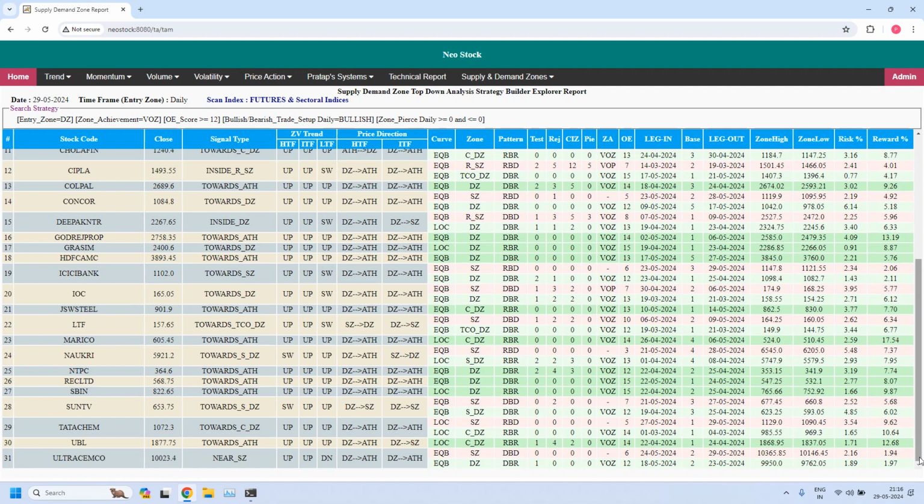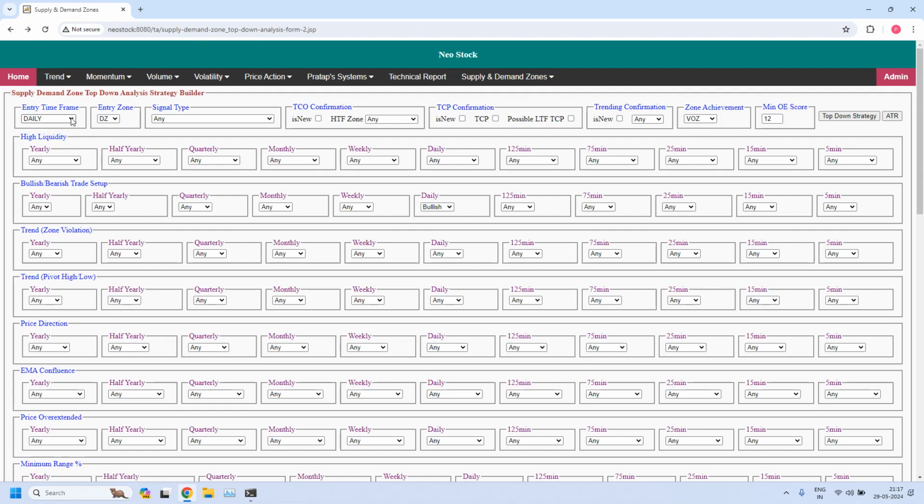Now let us generate bearish trade setup for monthly income trade. So let me go back. For bearish trade setup for monthly income trade, entry time frame is still daily, but entry zone should be changed to supply zone for bearish trade setup. And also in bullish or bearish trade setup, at daily time frame, the bullish value I am changing to bearish.